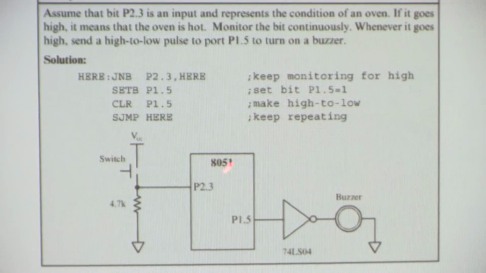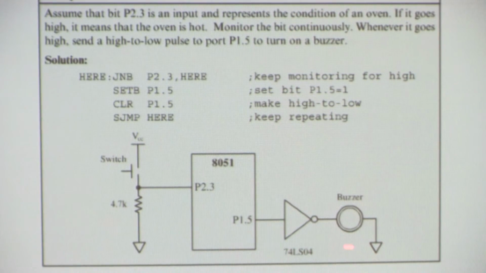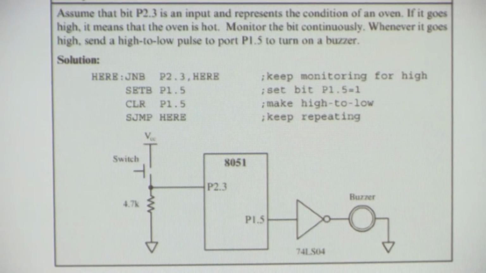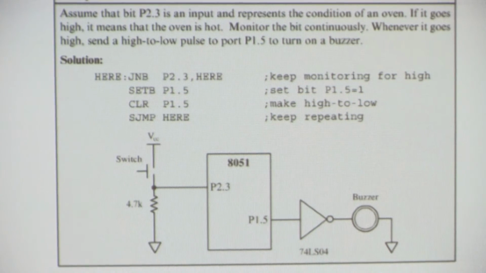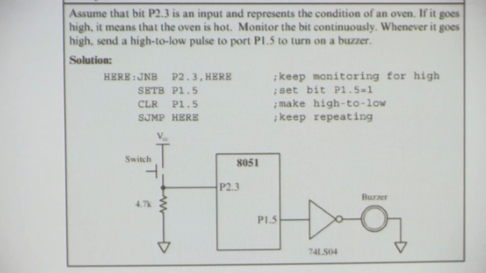Port 2.3, that's the input, all right? And then the output that we use here is port 1.5. So we use one of the other ports. That just goes through an inverter. You'll see now why. And we use a 74LS04. And if you remember from the LS04, that is an inverter. If you didn't remember, you can just look on the drawing there.